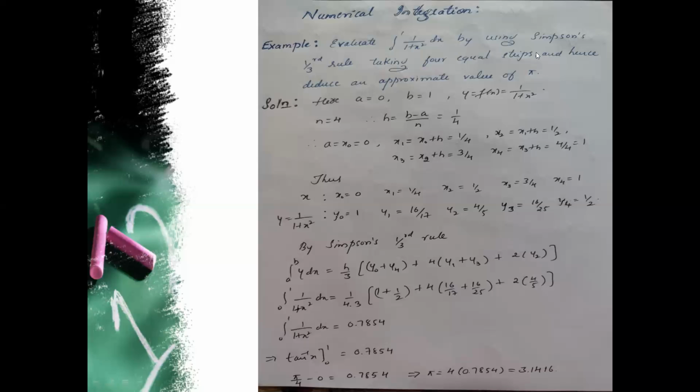Now further it is asked, find the approximate value of pi. So whenever you are asked for any value, go for integrating your LHS. Integration of 1 upon 1 plus x square is tan inverse x. Limits are from 0 to 1. Already we have got the value.